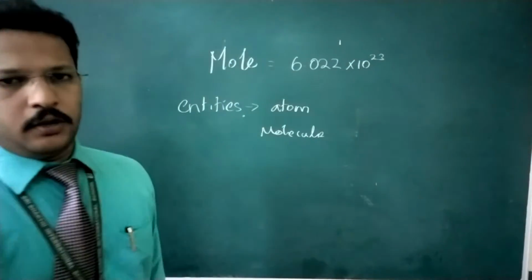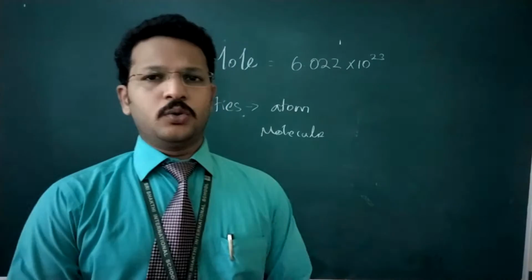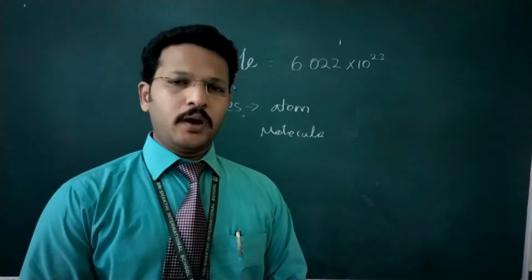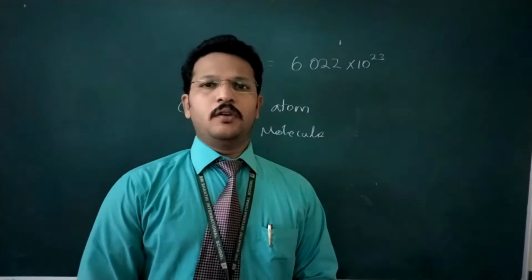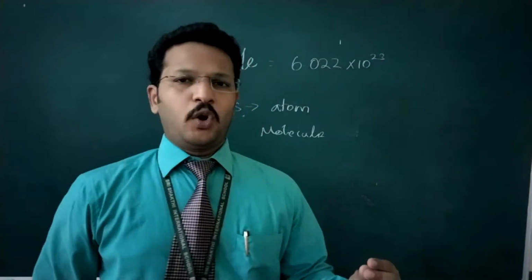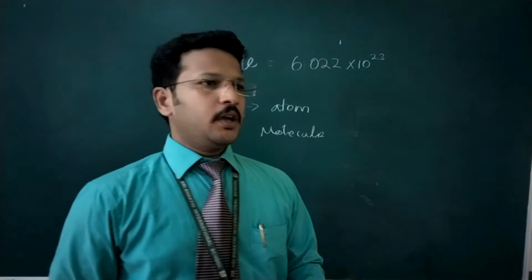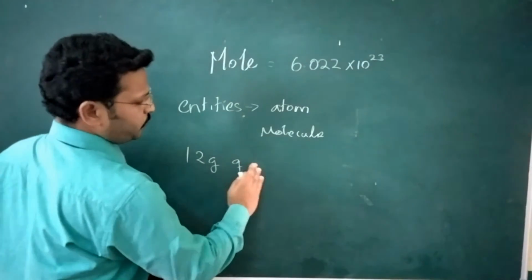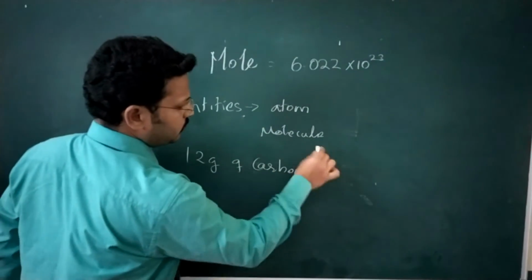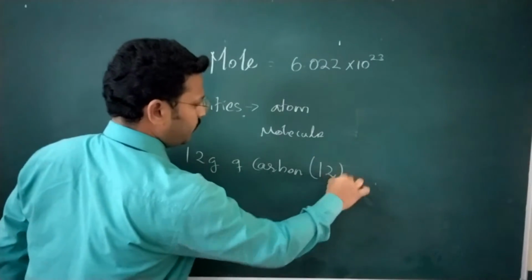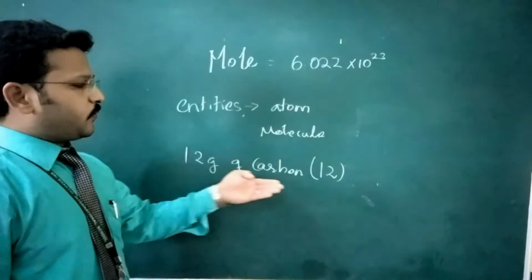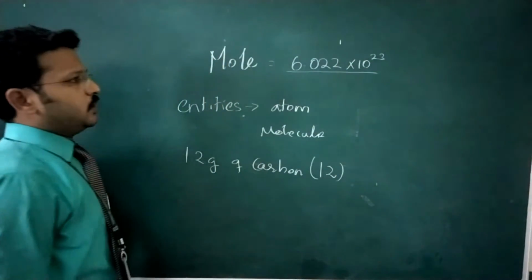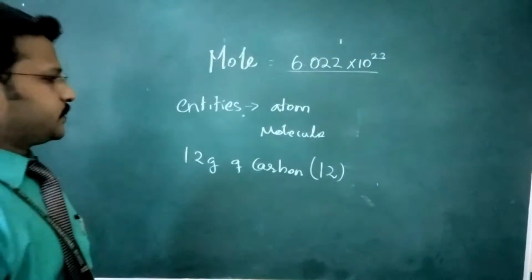So it's a very huge value. The number of atoms present in 1 mole of a substance will be a huge value, since atoms and molecules are very small in nature. If I am taking 12 gram of carbon, the isotope of carbon will be 12. So 12 gram of carbon-12 isotope contains 6.023 into 10 to the power 23 quantity of the substance.